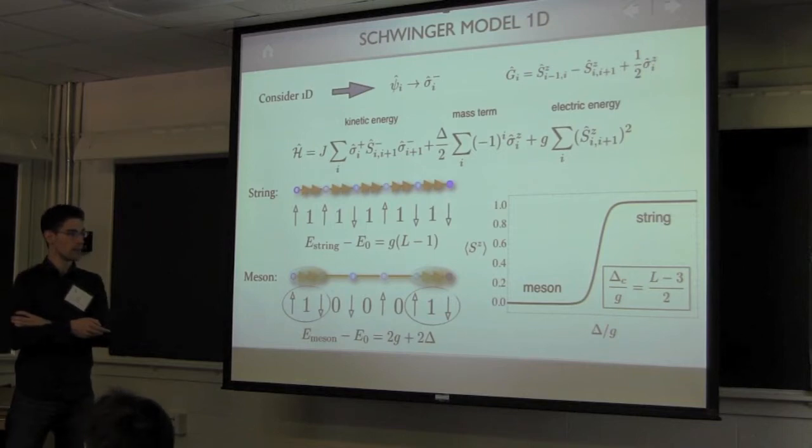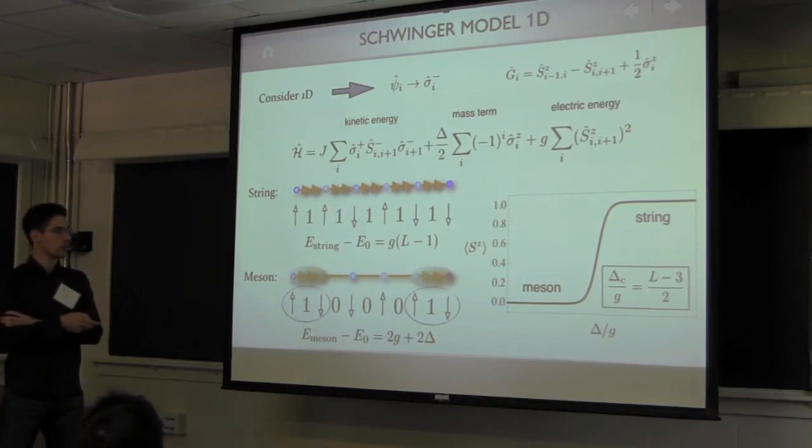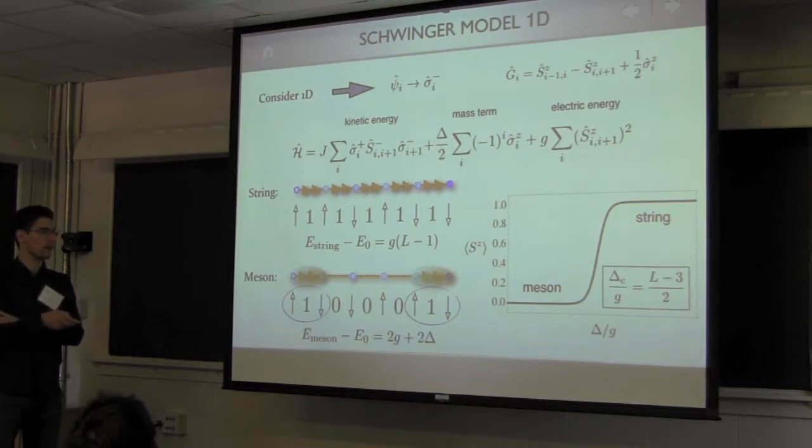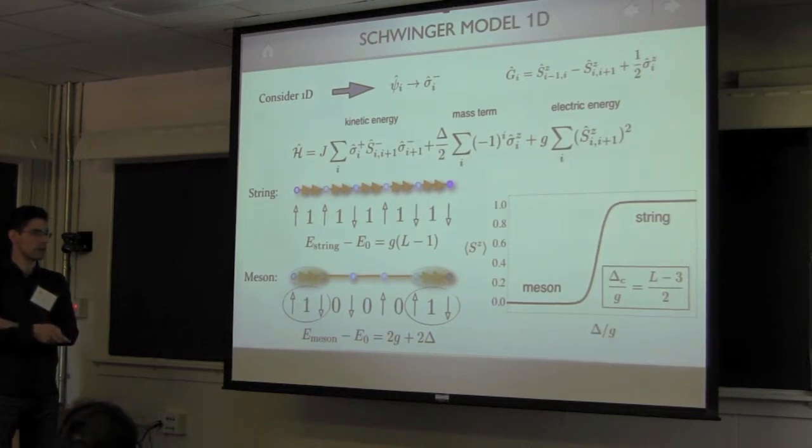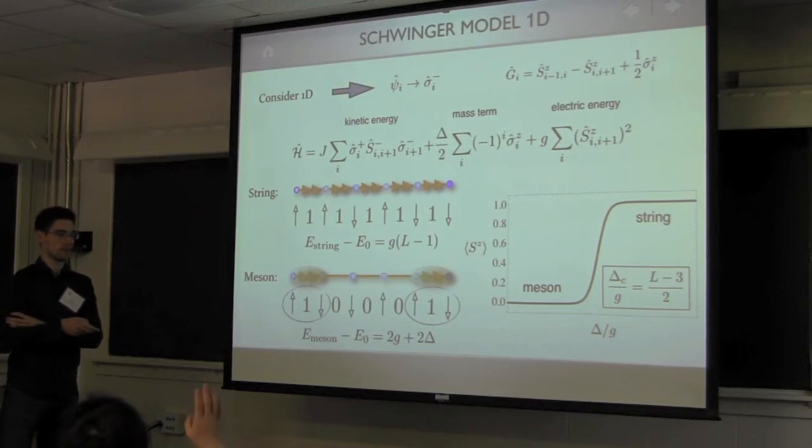Okay. So the point that I want to make is that if I fix the ends, let's say fix this spin to be down and this spin to be up, depending on the ratio between delta and g, one can find a string phase or a meson phase. So I want to ask a question.